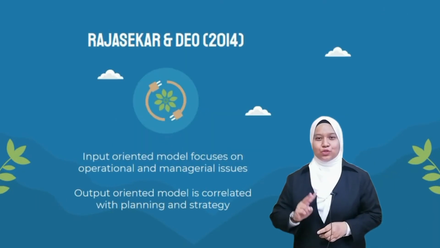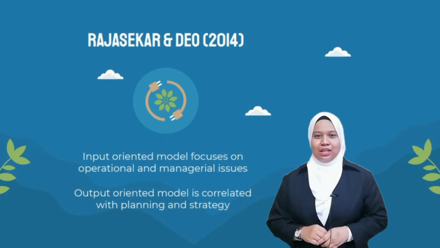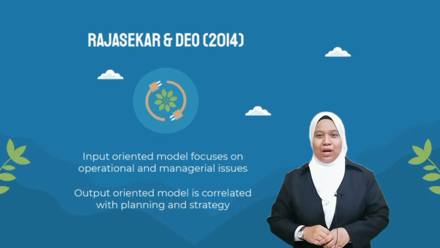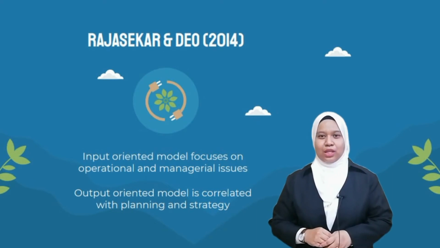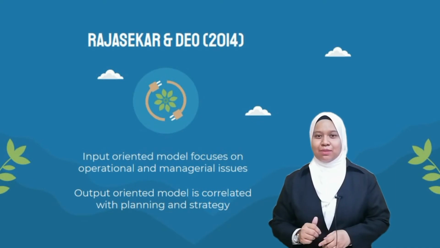DEA consists of two types, which are the Input-Oriented Model and the Output-Oriented Model. According to Rajasekar and Teo 2014, the Input-Oriented Model focuses on operational and managerial issues and minimizes the input for a desired level of output to be achieved. While the Output-Oriented Model is correlated with planning and strategy and maximizes the outputs while input is kept at a constant level. Both models seek to maximize the outputs, minimize the input, and finally maximize the efficiency score.